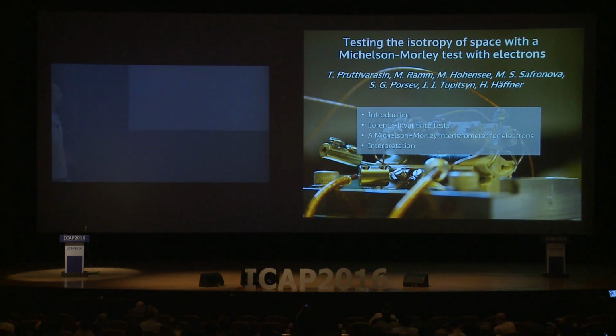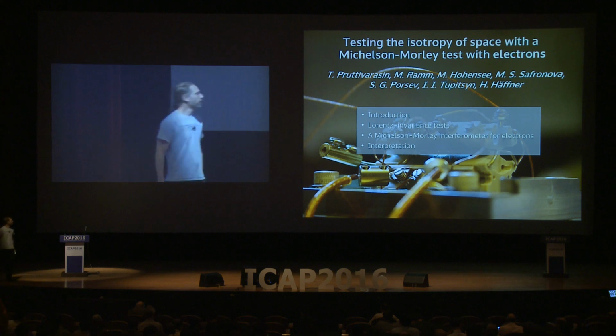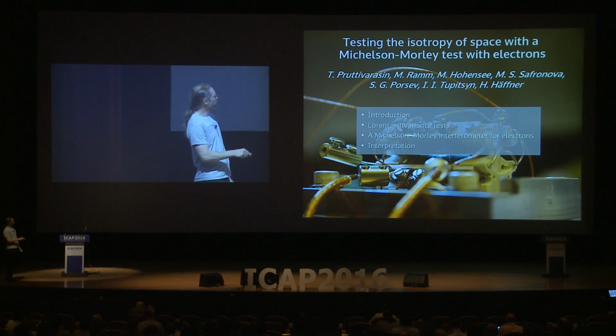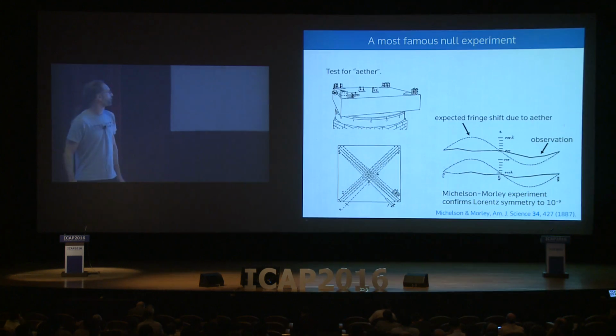I will start with an introduction and then briefly touch on Lorentz invariance tests, which are a generalization of testing the isotropy of space. And then I will discuss how we actually implement a Michelson-Morley experiment with electrons. And finally, I think this is the most fun part of this project, at least it was for me: thinking about what this all means.